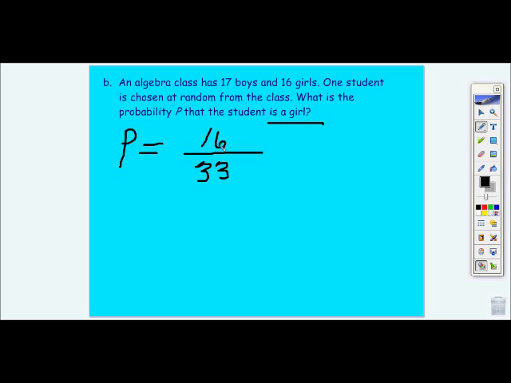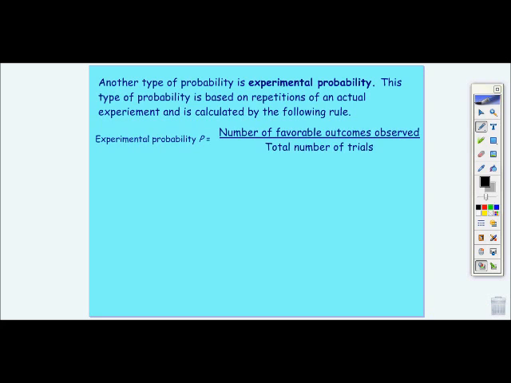Now, you could also put that into your calculator, and you would see that your decimal value would be 0.485. And the reason you might want to do that is if you want to know your percentage. So your percentage would be, and then we could round, about 49%. Another type of probability is experimental probability. Again, you're going to have the total number, but it's going to be of the trials that you've done. The numerator is still going to be your favorable outcomes.